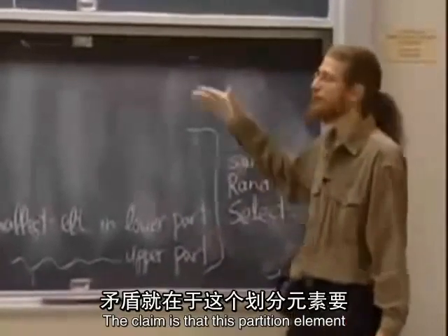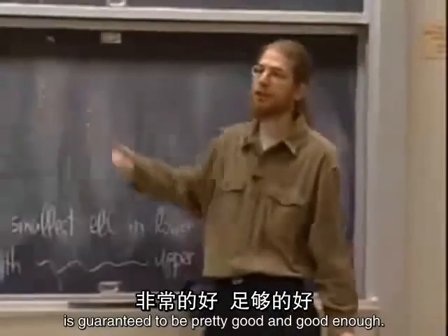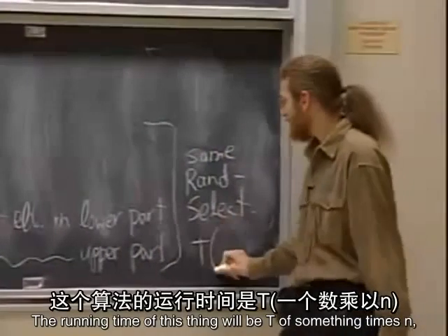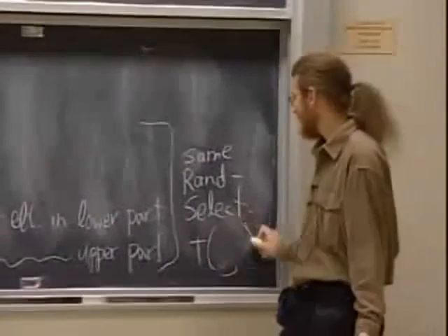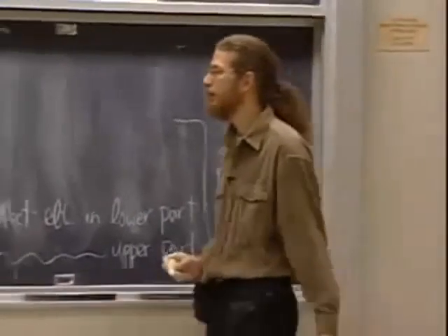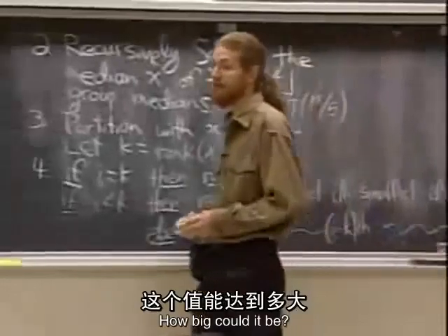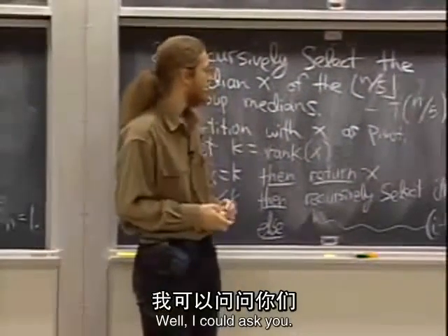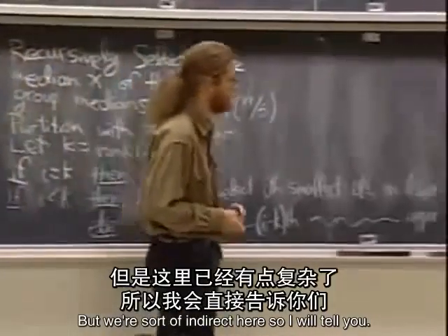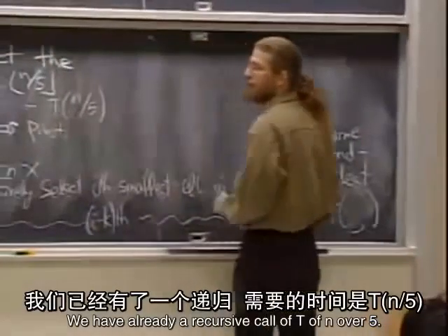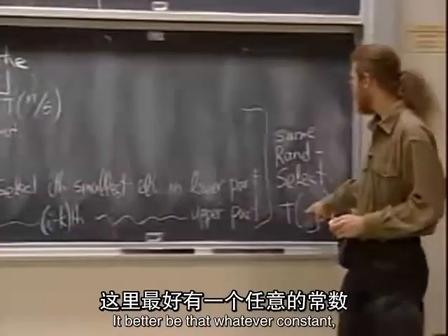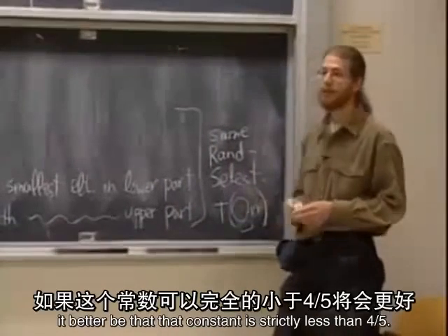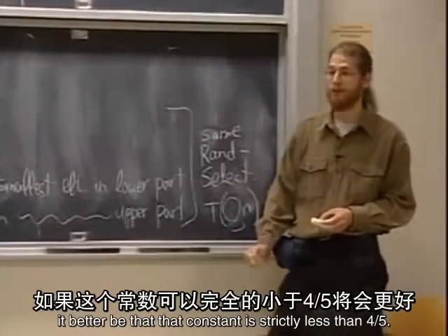The claim is this partition element is guaranteed to be pretty good and good enough. The running time of this thing will be T of something times n. We don't know what the something is yet. How big could it be? I could ask you, but we're sort of indirect here, so I'll tell you. We have already a recursive call of T of n over 5. It better be that whatever constant, so it's going to be something times n, that constant is strictly less than 4/5.